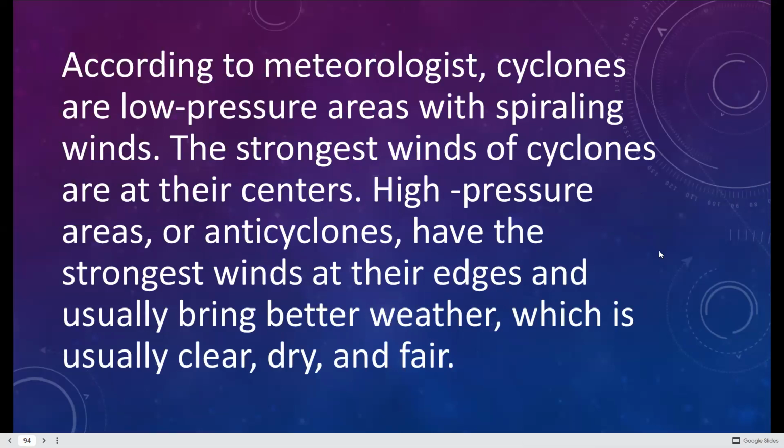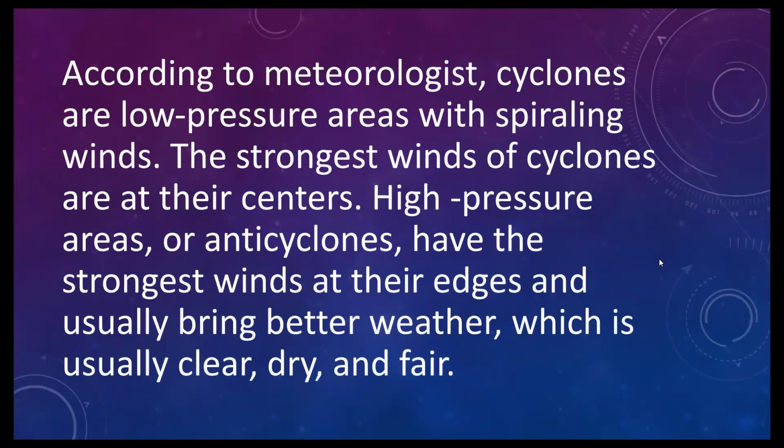According to meteorologists, cyclones are low pressure areas with spiraling winds. Okay? The strongest winds of cyclones are at their centers. High pressure areas or anticyclones have the strongest winds at their edges and usually bring better weather, which is usually clear, dry, and fair.